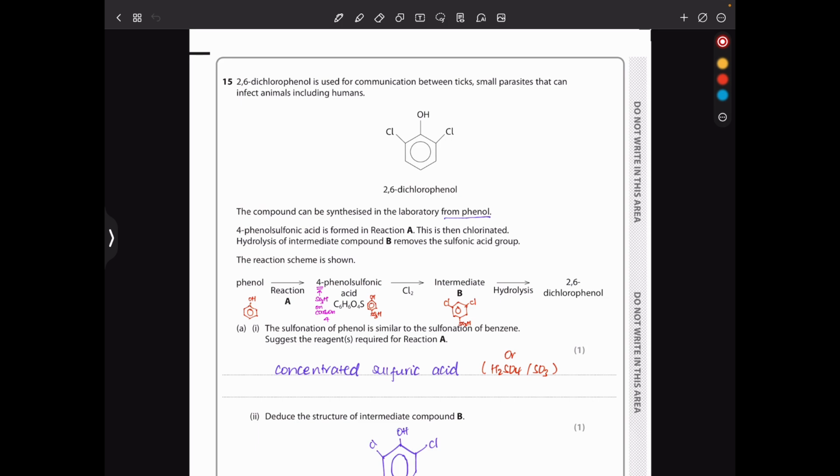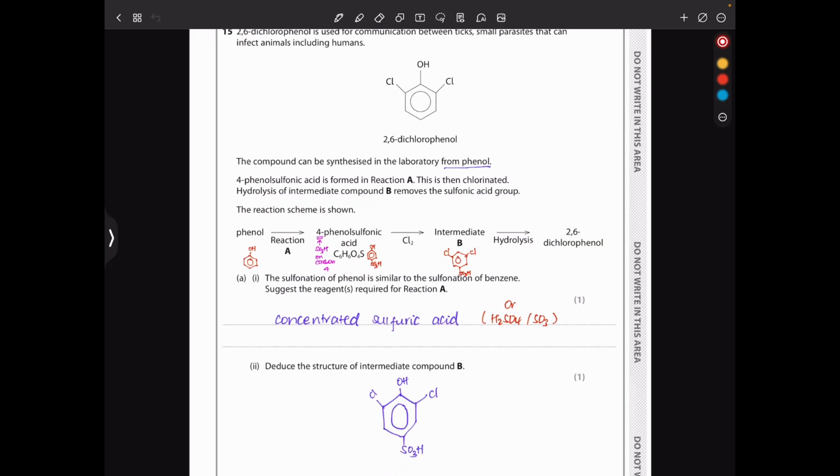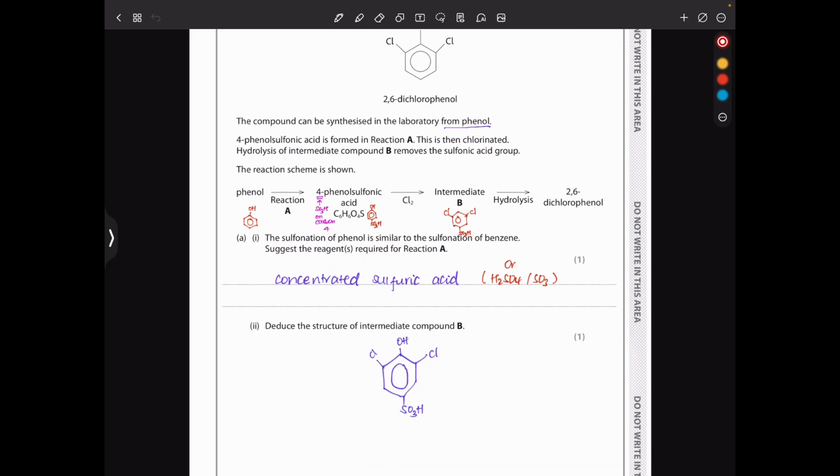Question 15. 2,6-dichlorophenol is used for communication between ticks, small parasites that can infect animals, including humans. The compound can be synthesized in the laboratory from phenol. So they say 4-phenylsulfonic acid is formed in reaction A. This is then chlorinated. Hydrolysis of intermediate compound B removes the sulfonic acid group.